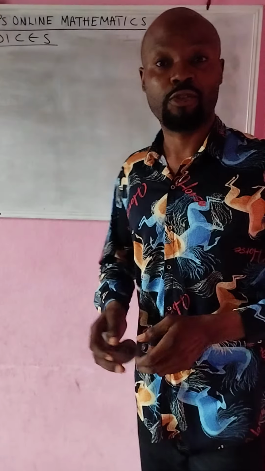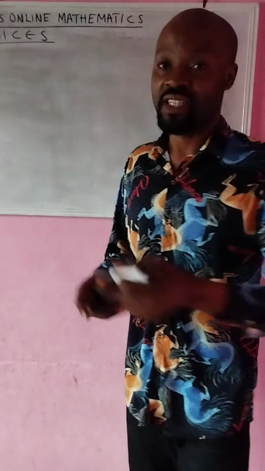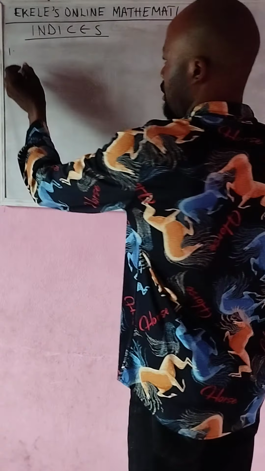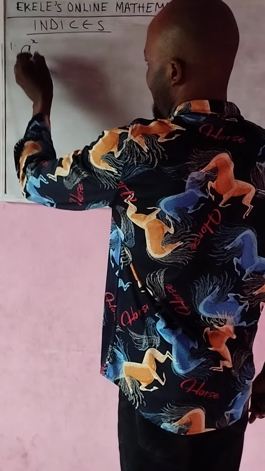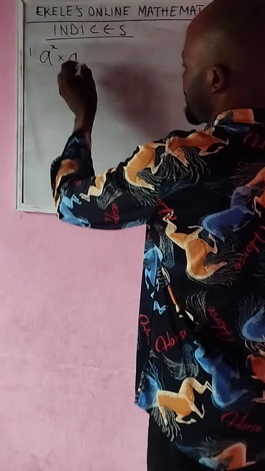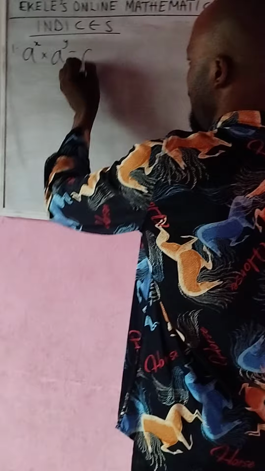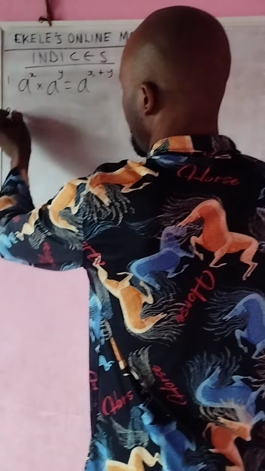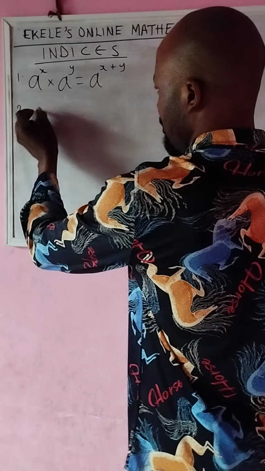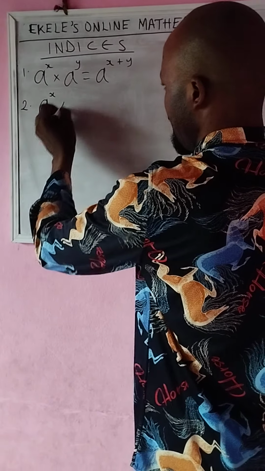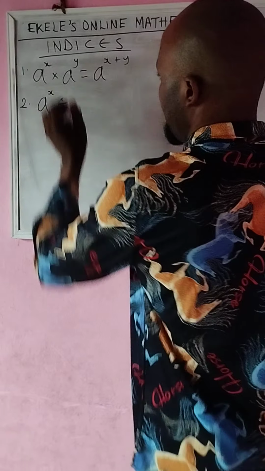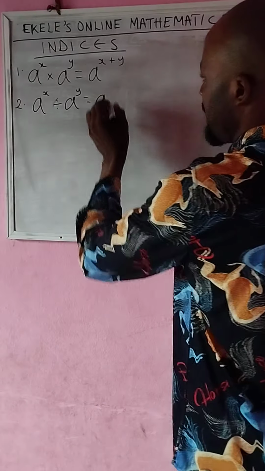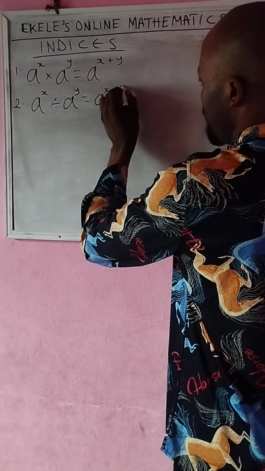Now, time will not permit us to write all the laws, but these are a few laws of indices. The first law is called the product law, that says a raised to the power of x multiplied by a raised to the power of y is equal to a raised to the power of x plus y. The second law is called the division law, that says a raised to the power of x divided by a raised to the power of y is equal to a raised to the power of x minus y.